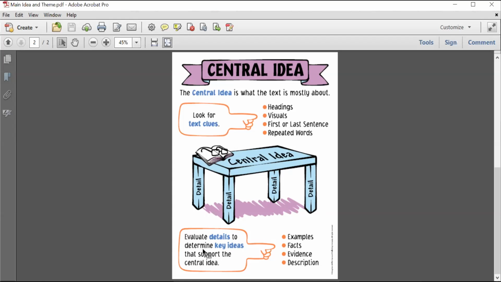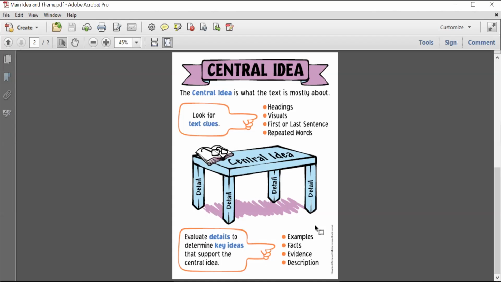Another way to evaluate details to determine the central idea are examples, if it's nonfiction, examples of whatever they're talking about, okay? Facts, important facts. Evidence, so things that are, again, proven to be facts. And then when the author spends time describing something in detail, that's probably pretty important. Now, if you're reading a fiction story, if they're describing the setting in detail, that probably means they just want to put the reader in the story. So be careful that you're actually supporting the central idea, okay?